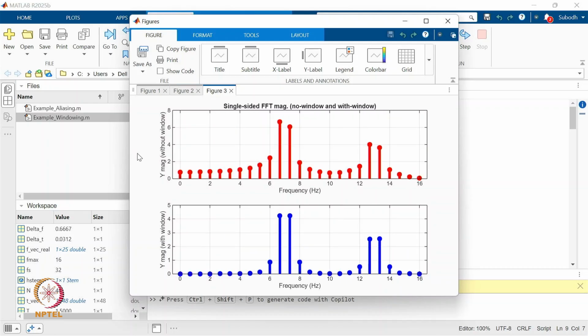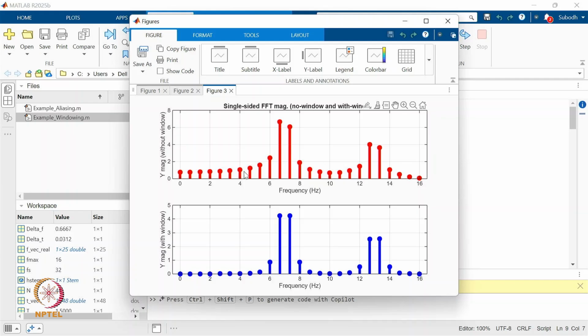The upper side shows you the FFT of the signal without window, the red stem plot. What does it show? It shows that a large number of components are appearing. Of course, the frequencies of the signal are 7 hertz and 13 hertz in the given problem. So, at 7 hertz and at 13 hertz we see peaks. That is correct, right. It shows that there are components with significant amplitude at 7 and 13 hertz, which are correctly identified.